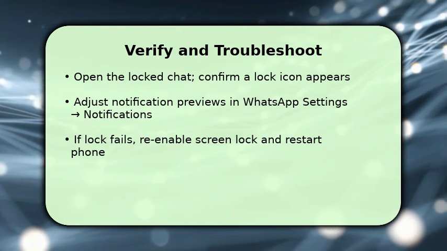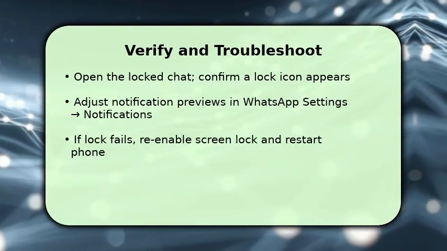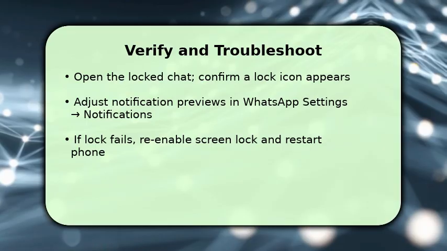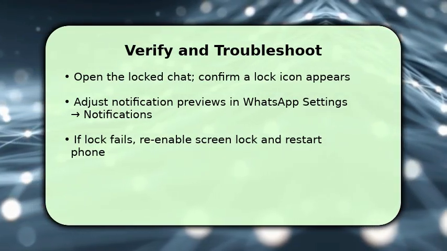Make sure message previews behave how you want by adjusting notifications in WhatsApp settings. If the lock doesn't activate, first re-enable your Android screen lock and biometric settings, then restart the phone and retry. Many issues clear after a reboot.